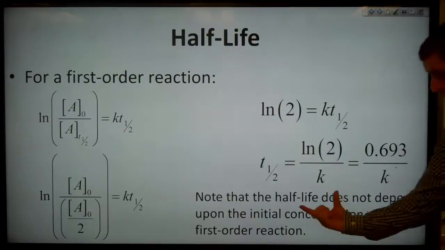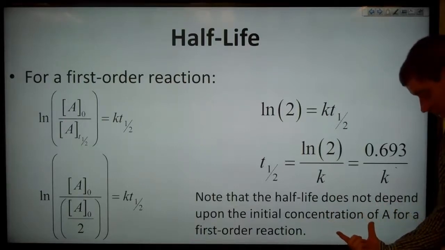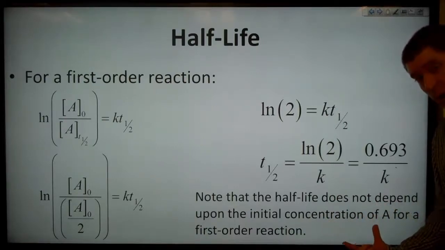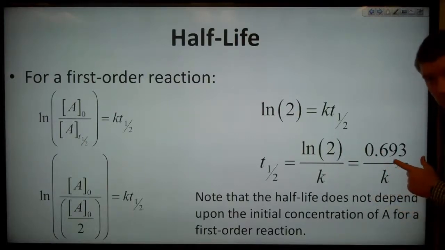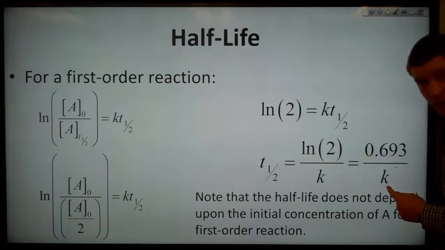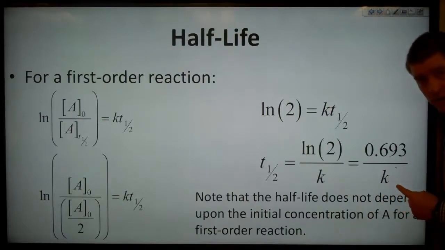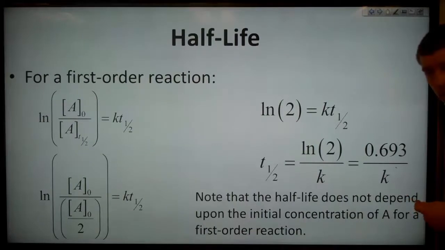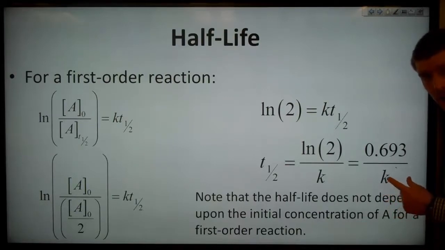Note that our half-life doesn't depend on the initial concentration of A for our first order reaction, right? Because the only things in here are the natural log of 2, which is a constant, and this value of k, our rate constant. So the half-life only depends on what our rate constant is. Now the rate constant may depend on things like the temperature, perhaps the pressure, maybe, but it doesn't depend on the concentration of our reactant.